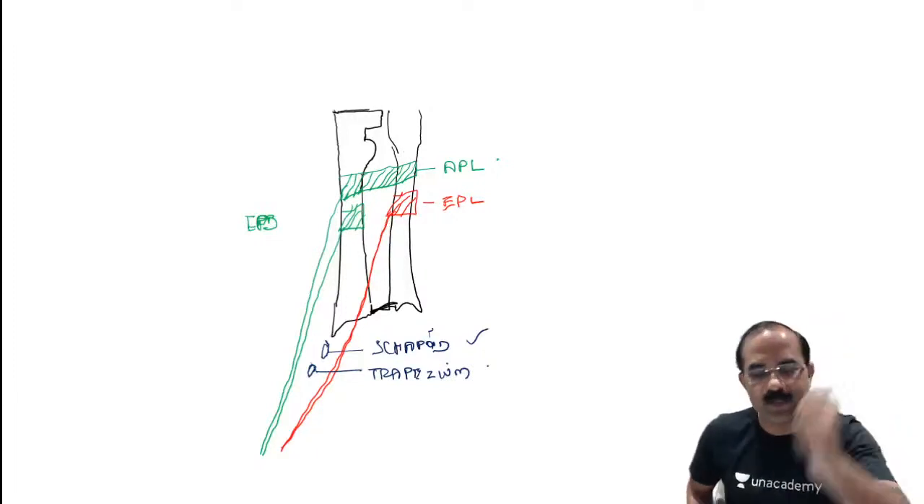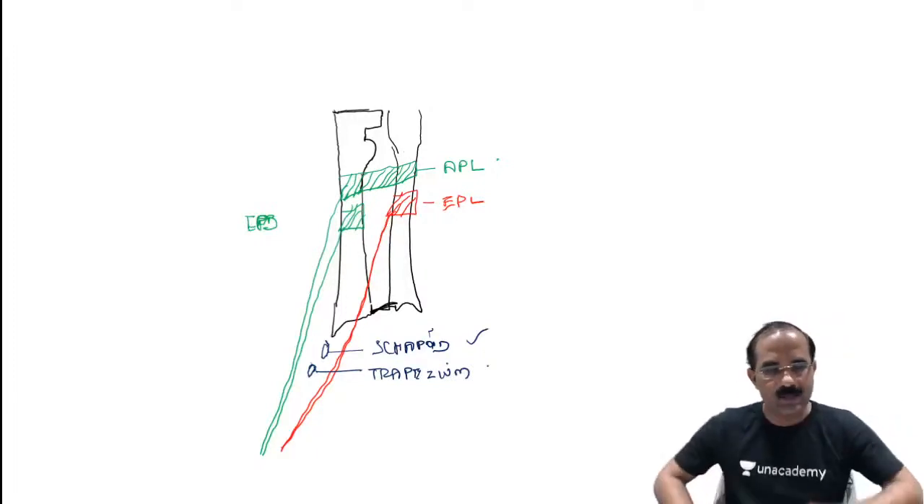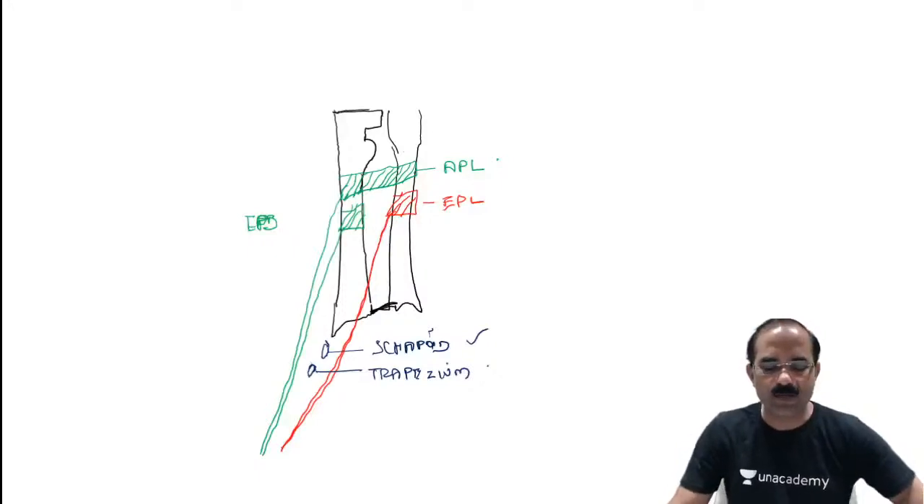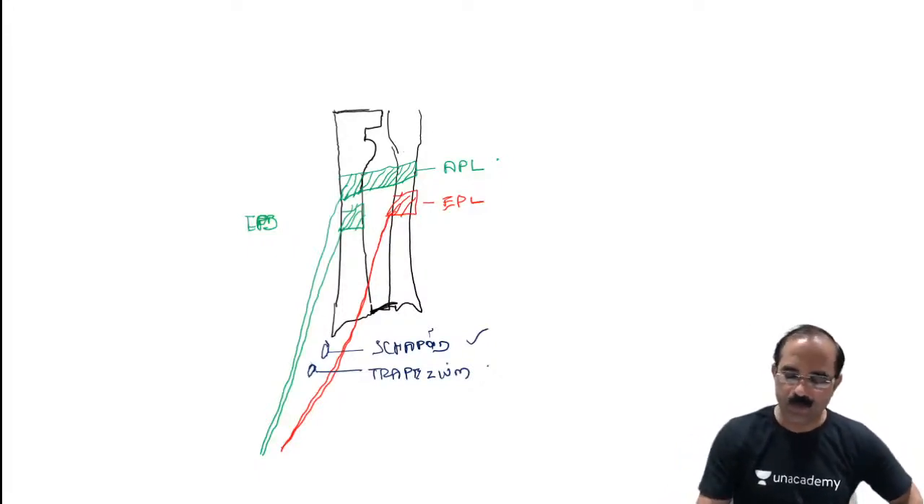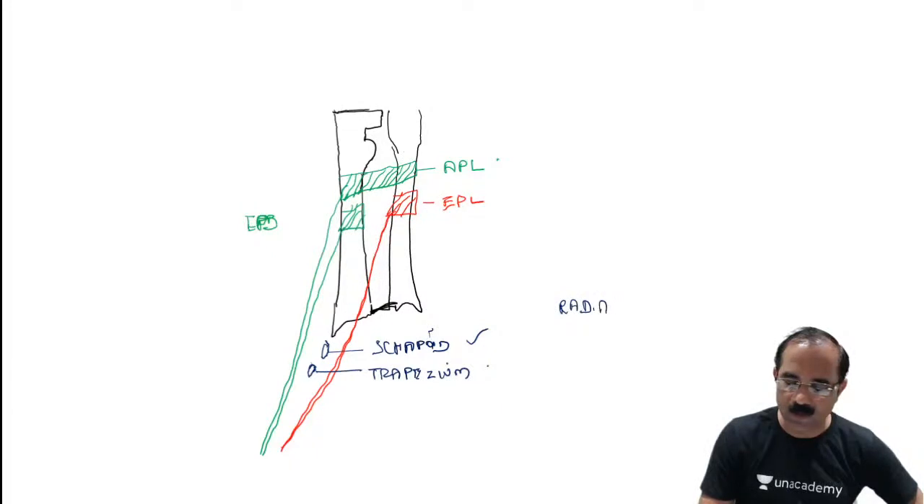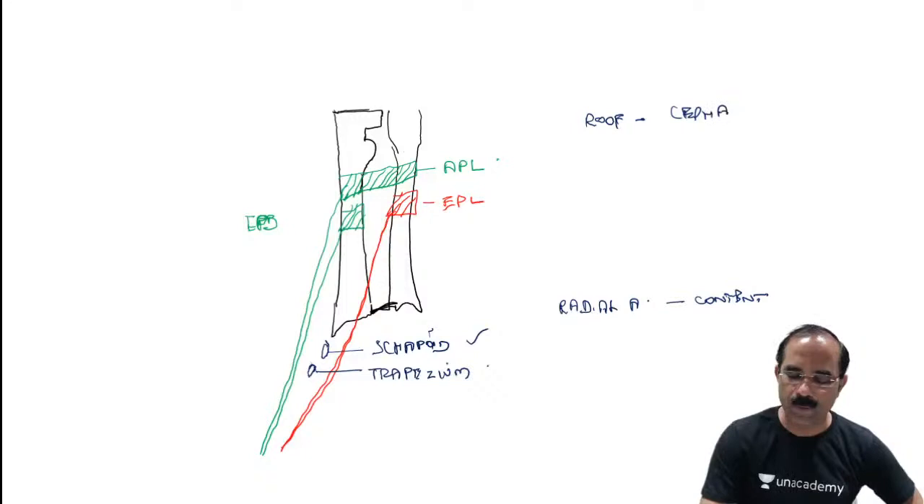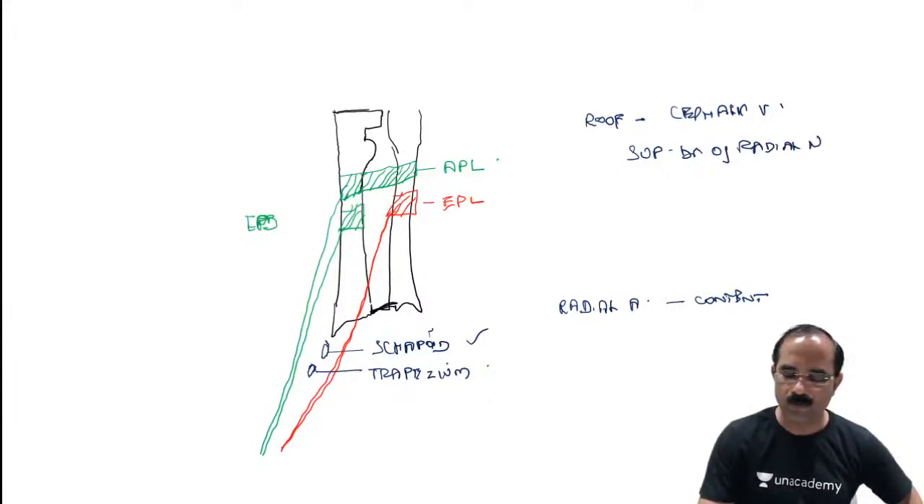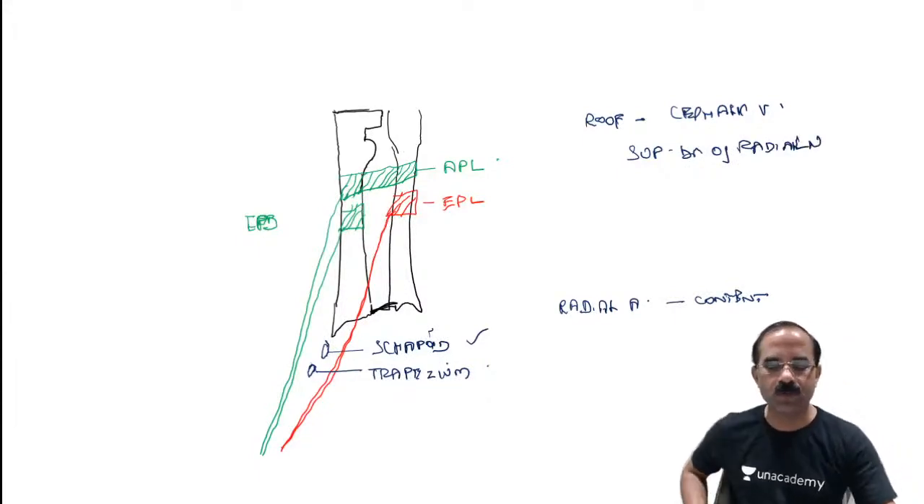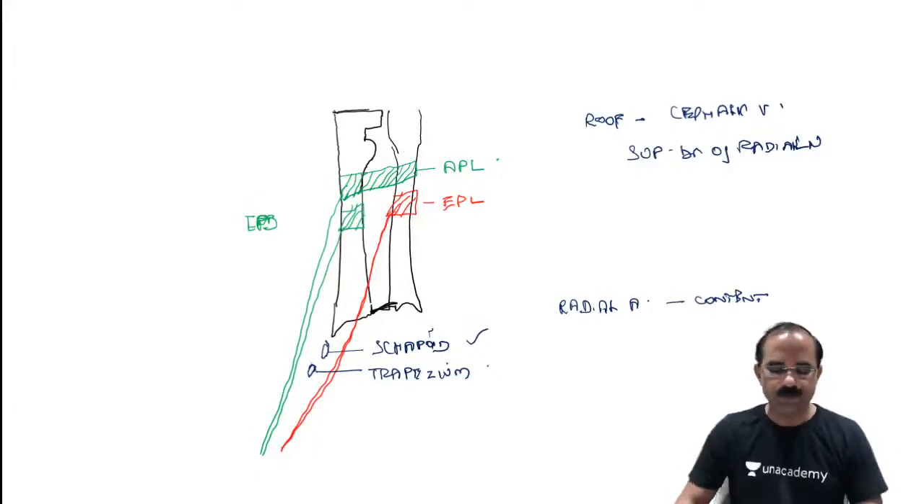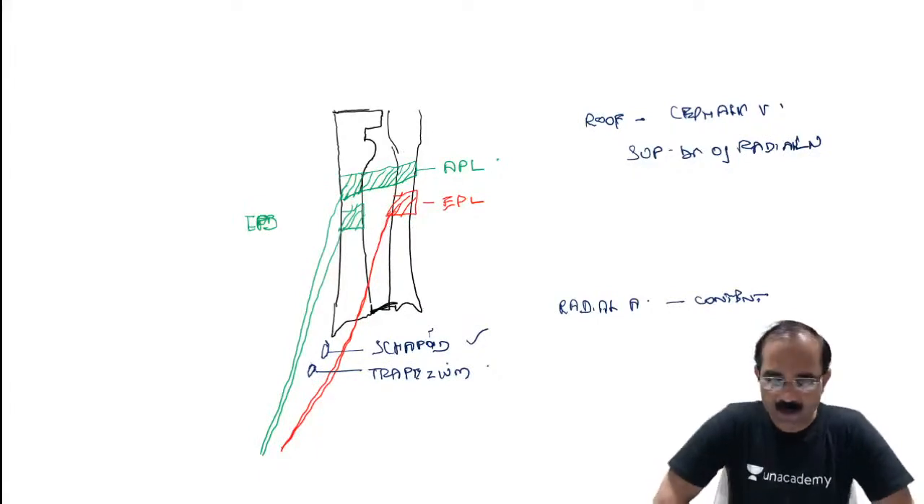Tell me, what are the contents of the snuff box? Students, contents क्या होते हैं? Who lies in the snuff box? Anyone? If you can answer this, who's lying within the snuff box? In the snuff box lies the radial artery. Radial artery is the content of the snuff box. Understand this. And who lies in the roof of the snuff box? In the roof lies the cephalic vein and the superficial branch of radial nerve. Cephalic vein and the superficial branch of radial nerve. Clear, students? So that's about the snuff box.